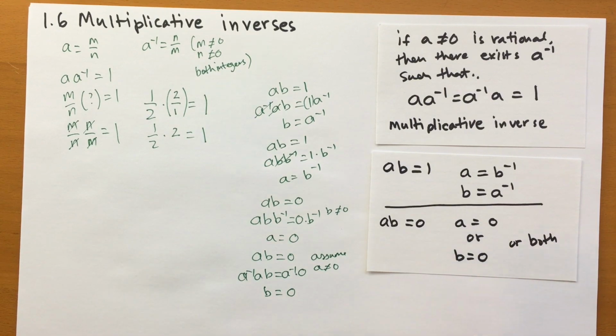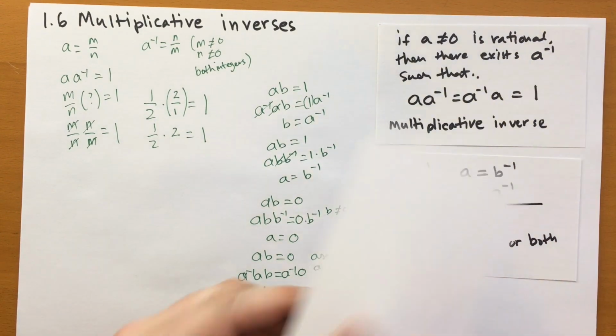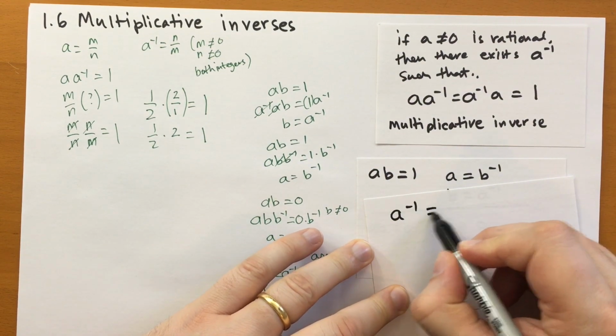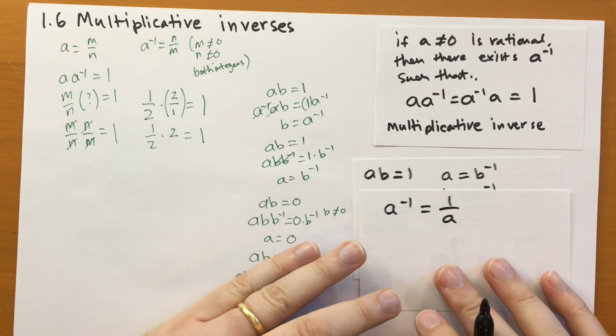Okay. We are just sailing right through this very quickly. We can write this. We can say a to the minus 1 is equal to 1 over a. All right.